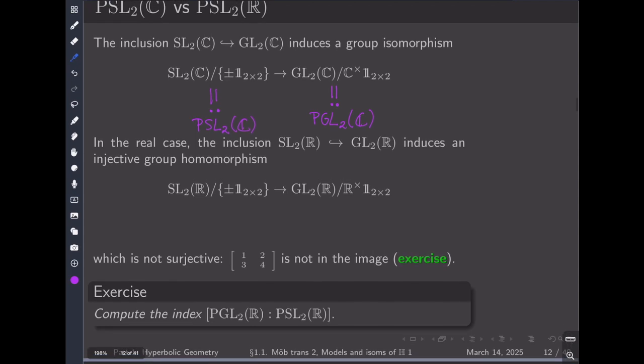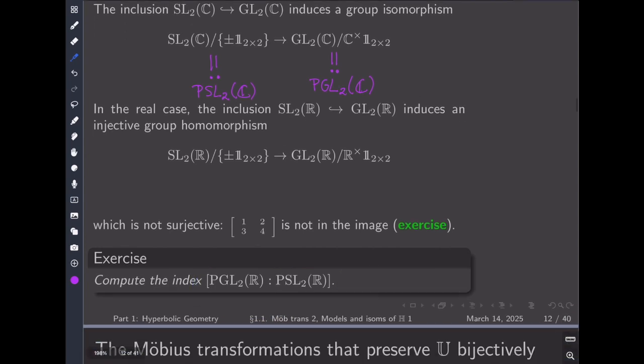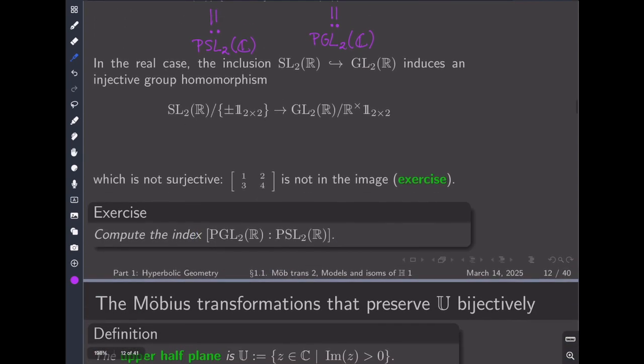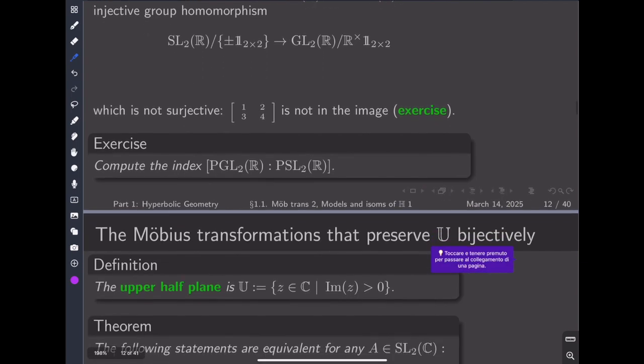Okay, this is really not bad news. This is actually good news. I'm not going to say yet why, but it's good that this is not surjective. The exercise is to compute the index. I guess you can already guess what the index is going to be. Okay, no, I'm not going to say more.